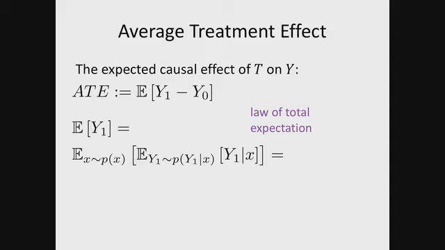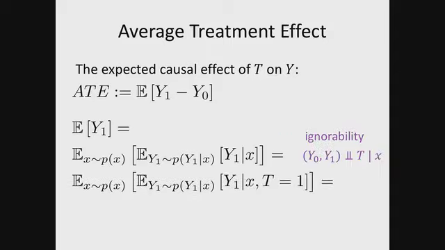And by the way, I'm just writing out the expectation of Y1, and in a few minutes I'll show you the expectation of Y0, but it's going to be exactly analogous. Now the next step is where we use ignorability. So I told you I was going to give that one away.